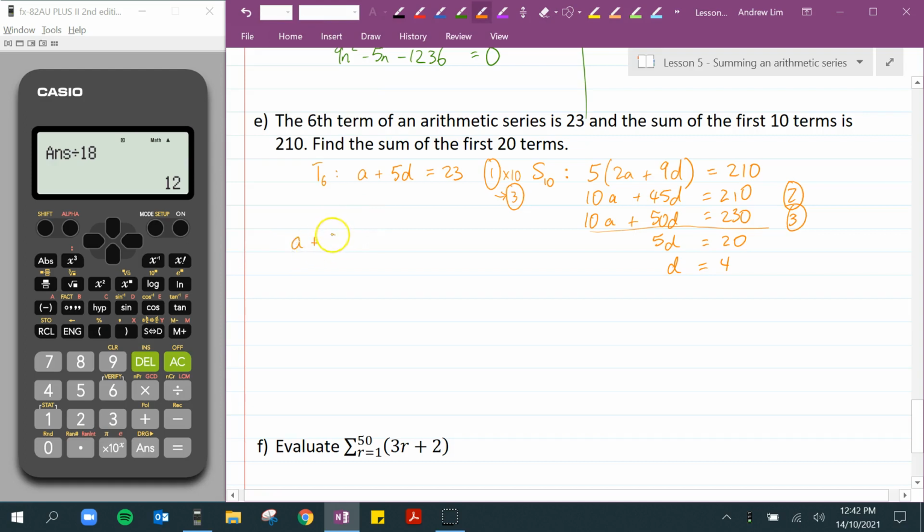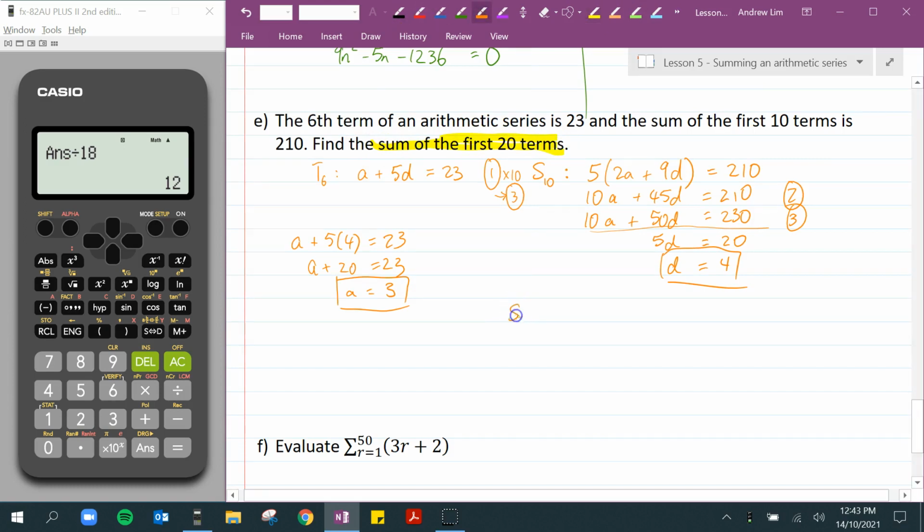a plus 5 lots of 4 is equal to 23. a plus 20 is 23. So a is equal to 3. I'm just going to box these. Okay, so we found the first term, we found the common difference, and now we actually need to answer the question. The question says find the sum of the first 20 terms.